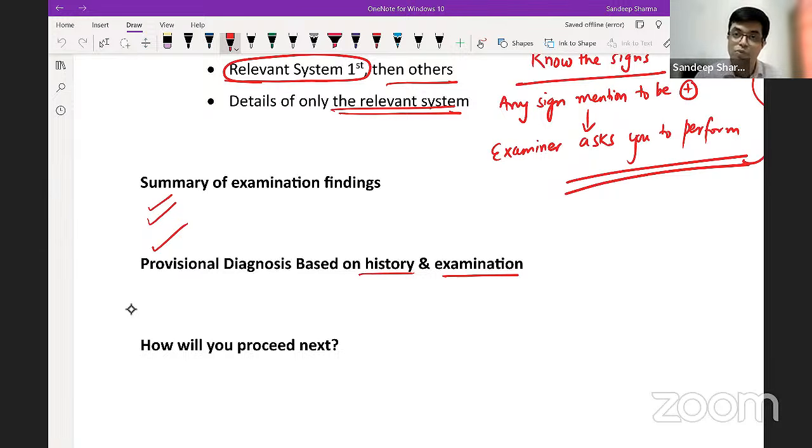So examiner will ask you which cardiac condition you are suspecting. You will say, sir, acyanotic disease with left to right shunt. In this age, likely to be ventricular septal defect. And we will immediately pass in that exam.